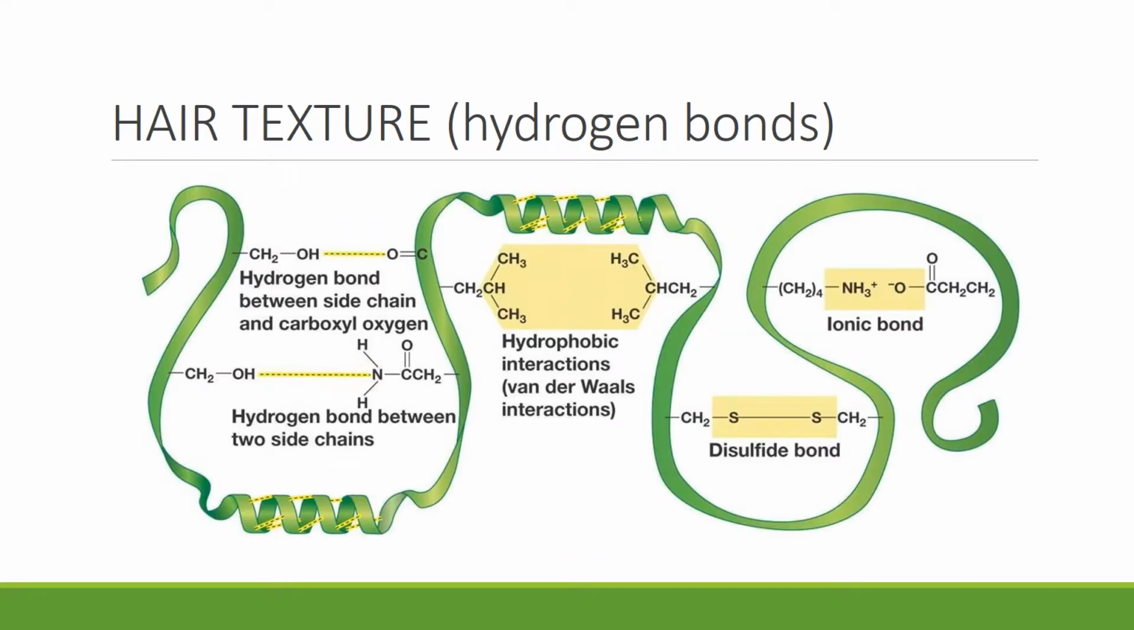Hydrogen bonds occur between partially charged hydrogen and polar atoms: oxygen, nitrogen, and sulfur. These bonds are pretty strong interactions, but not as strong or as permanent as disulfide bonds. Ionic interactions and van der Waals interactions also occur between these side chains, which stabilizes the structure.